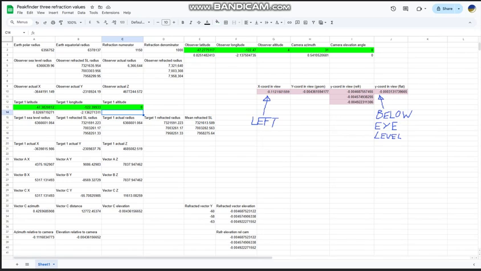Different target. This is a point at sea level. It may well be part of the Point Robinson coastline. The X coordinate is now negative, so that's left of centre. The Y coordinate is below eye level, which you would expect the sea to be. And all the geometric and refracted coordinates are below eye level as well.